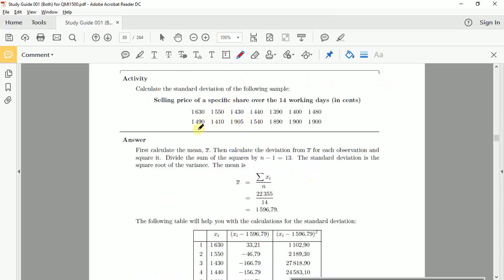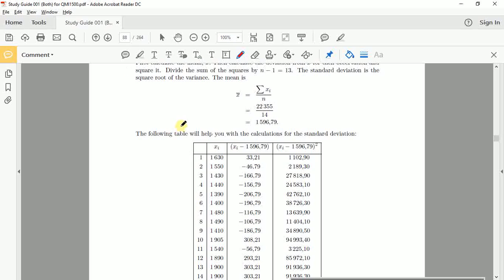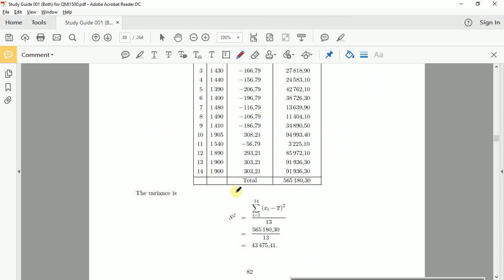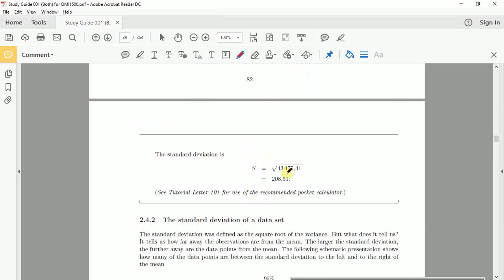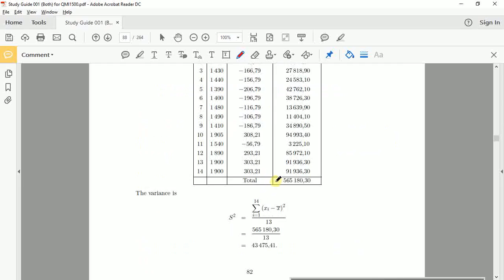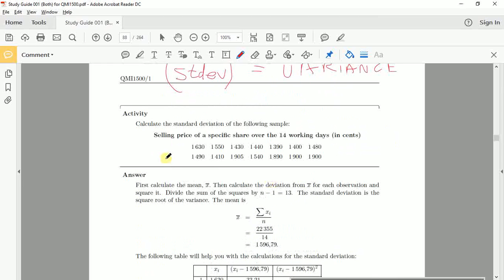Let's see. Here's one, with selling prices. I want to check if they gave you all of it here. There's the mean, so they did. There's variance. There's standard deviation. Perfect. So let's use this as an example, and we're going to do it on the calculator.